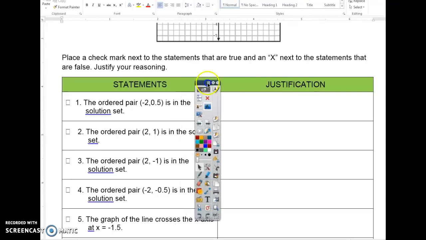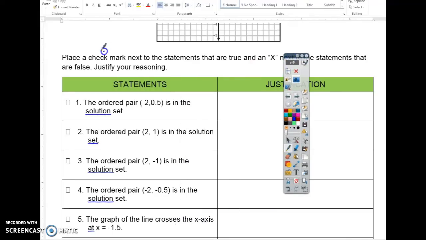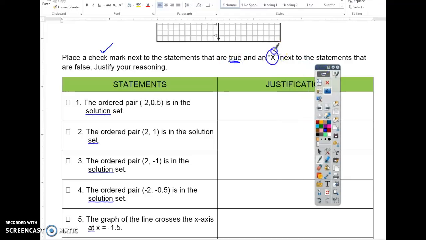Remember, you're going to mark a check next to the statement that is true, and you're going to mark an X next to the statement that is false, and justify your reasoning if it's false. So the first one says that the ordered pair, negative 2, 0.5, is in the solution set. That means it is on the line. That means this point is on the line. Okay, is it true or false?